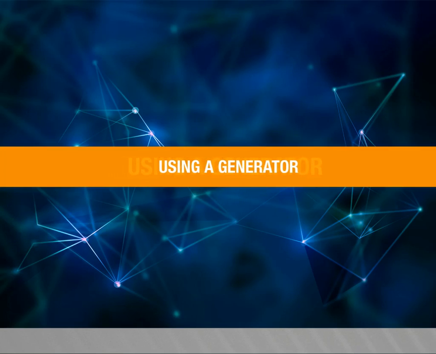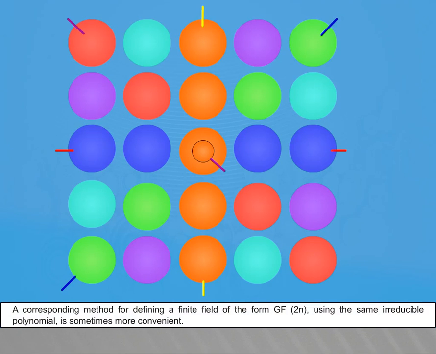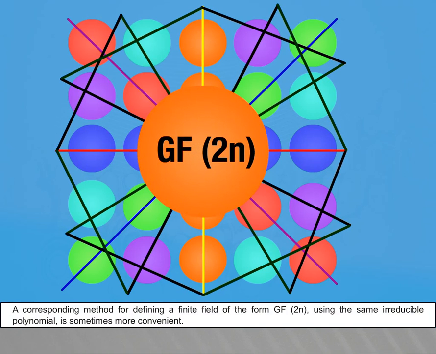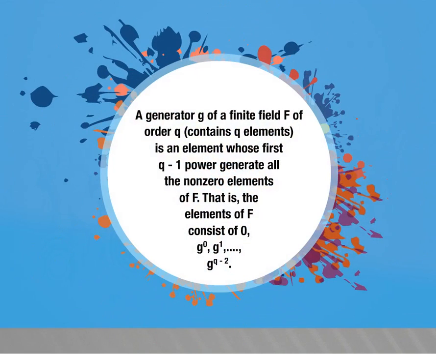Using a generator. In this video, we are going to see about using a generator. A corresponding method for defining a finite field of the form GF(2^n) using the same irreducible polynomial is sometimes more convenient. A generator g of a finite field F of order q, containing q elements, is an element whose first q minus 1 powers generate all the non-zero elements of F. That is, the elements of F consist of 0, g^0, g^1 and so on up to g^(q-2).